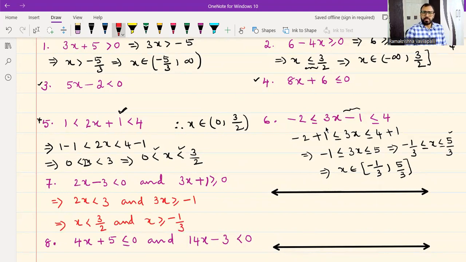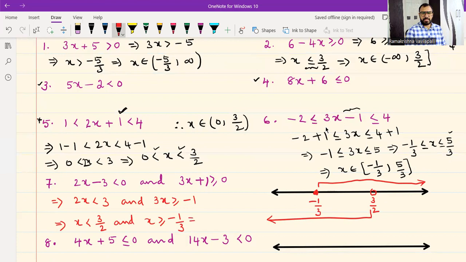Now let us try to plot these real numbers on the real line. You see here, one is 3 by 2. So here it is 3 by 2. And another one is minus 1 by 3. This is minus 1 by 3. Now you see, x greater than or equal to minus 1 by 3, so greater than or equal to means this side. And x less than 3 by 2, which means this side. So what is the common? The common is, you see, it starts from minus 1 by 3 and ends at 3 by 2.